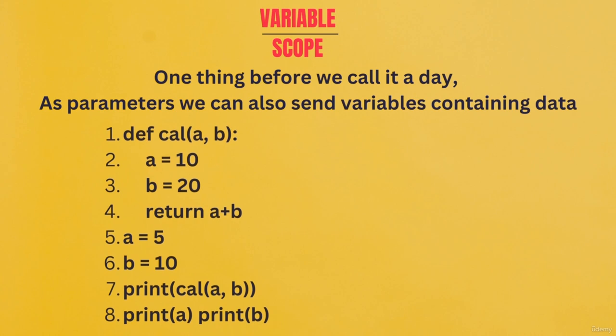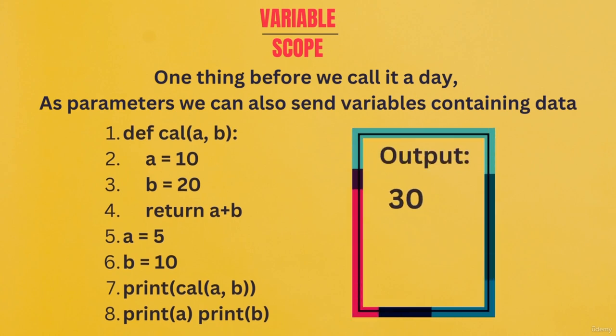One thing before we call it a day, as parameters, we can also send variables containing data. We will look at an example. What do you think the output will be? The output is 30, 5, and 10. Why? Let's find out. But first, we need to understand a little thing called variable scopes, mainly global variable and local variable.